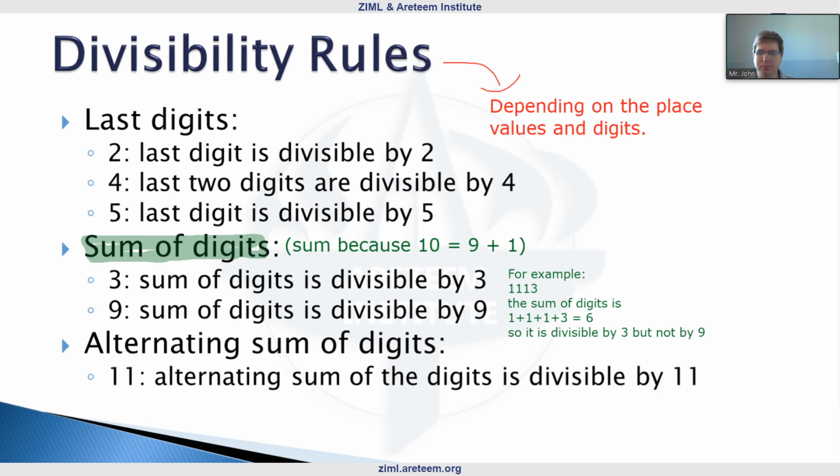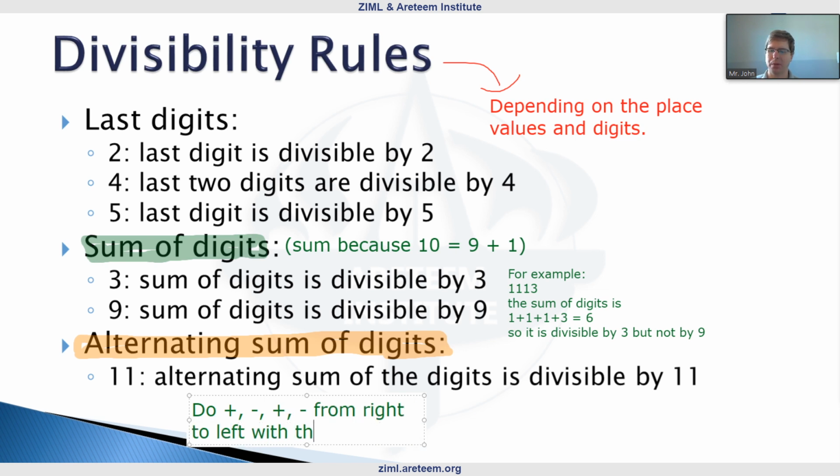Now, alternating sum of the digits, there are different ways to do this, but the way I would recommend, because it has some nicer properties that help you later on if you want to worry not just about a rule but about divisibility and remainders as well, is you do plus minus from right to left with the digits.